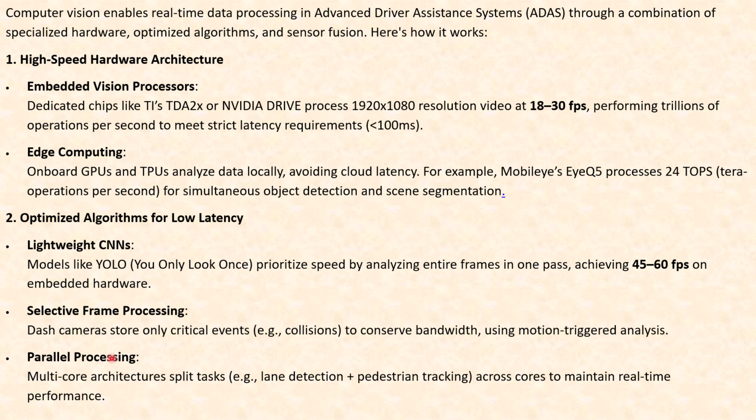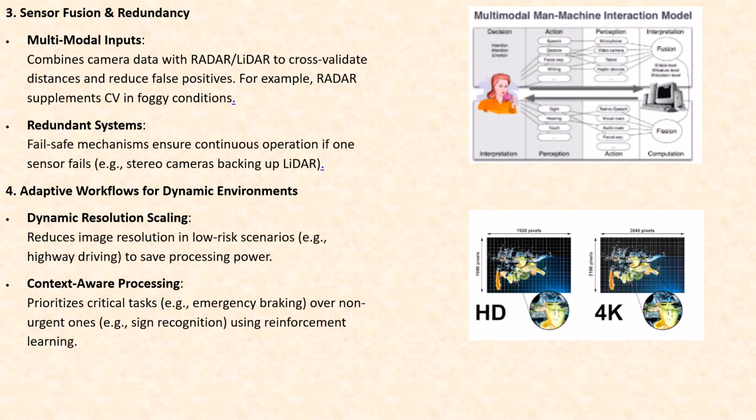Alright, so the dash camera, instead of storing the entire drive, only stores the critical events. That way it can conserve the bandwidth. Next is parallel processing, where multi-core architectures split tasks across cores to maintain real-time performance. Okay, so it splits tasks like lane detection and pedestrian tracking across cores to maintain real-time performance.